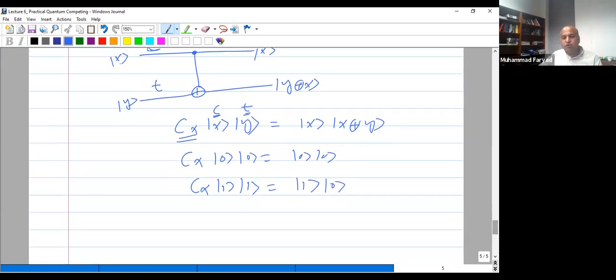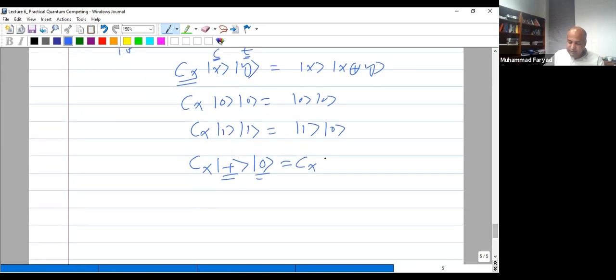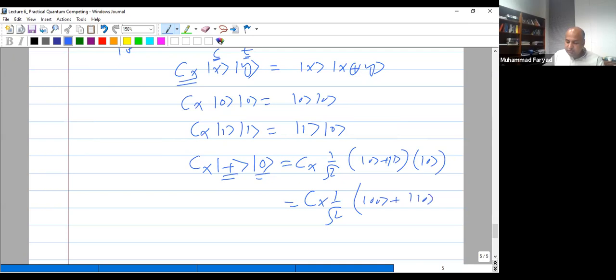But if your control is in a superposition state, we have a situation like this. For example, what is the control X of this thing, where my control is in superposition state and my target is, let's say, 0. To work it out, we will have to explicitly write out this plus state. Plus is 1 over square root 2, 0 plus 1, times 0. I can write it as CX of 1 over square root 2, 0, 0 plus 1, 0. And now we apply this.